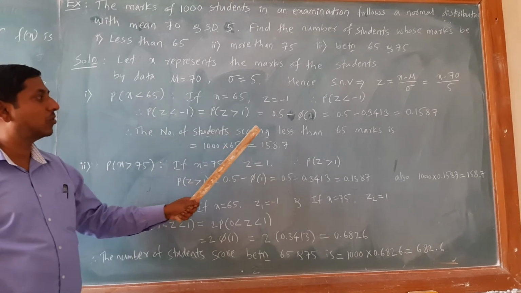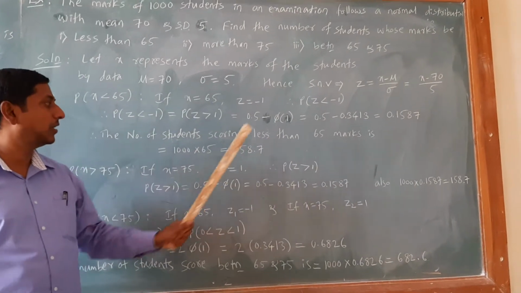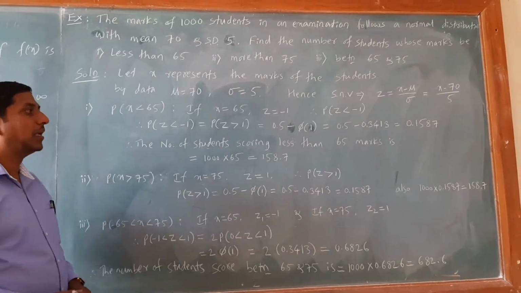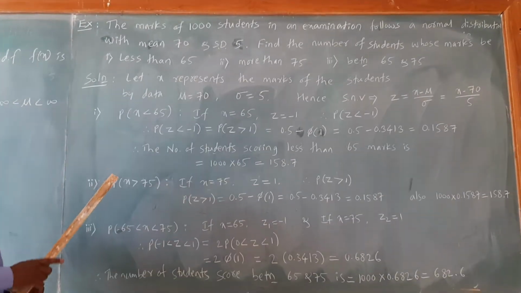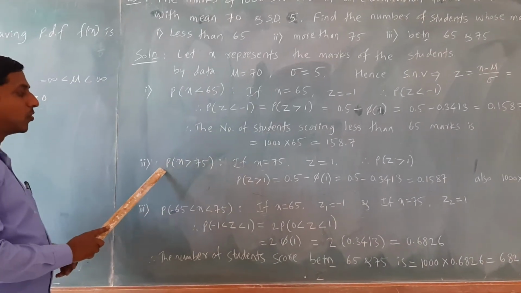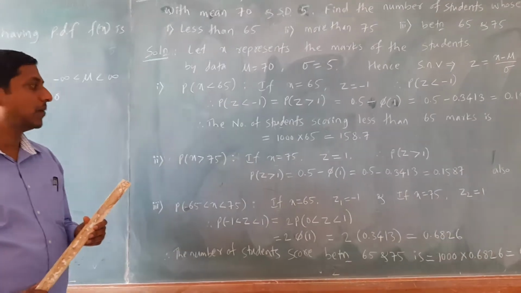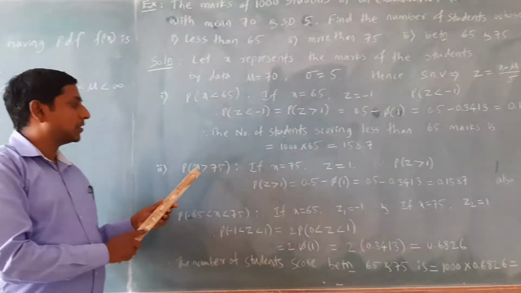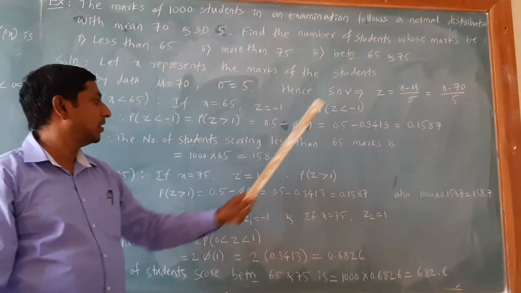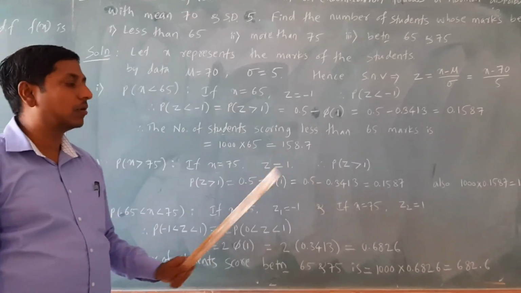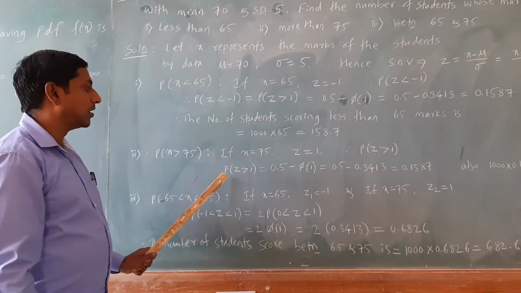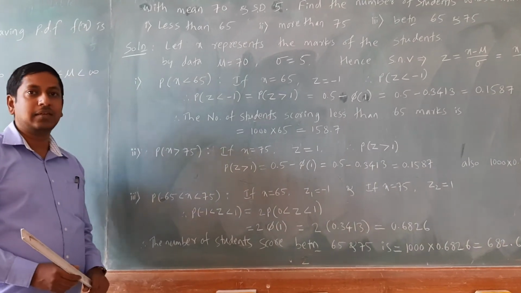Then we multiply this answer with the total number of students. So the number of students scoring marks less than 65 is 1000 into 0.1587, which gives 158.7. Then the second one is more than 75, denoted as probability of x is greater than 75. If we substitute x equal to 75 in the standard normal variate formula, we obtain the value of z equal to 1.